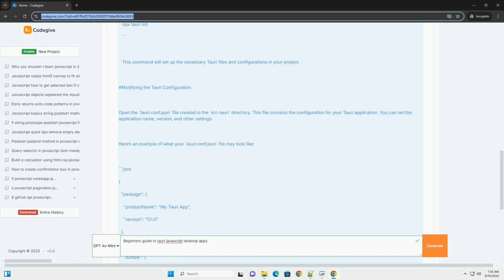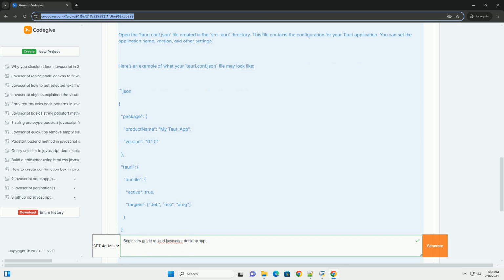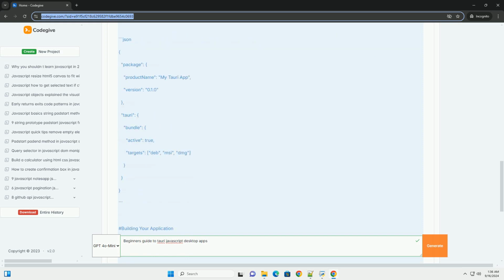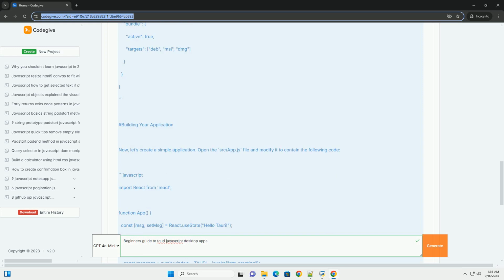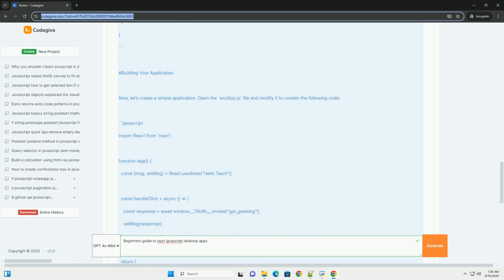The architecture separates the frontend and backend, enabling developers to utilize their favorite JavaScript frameworks, such as React or Vue, while Tauri handles the native interactions.